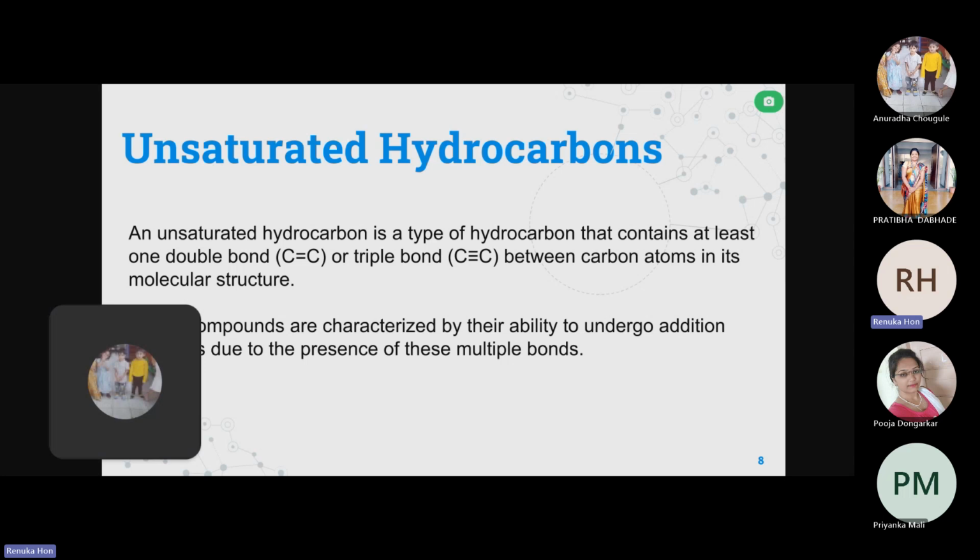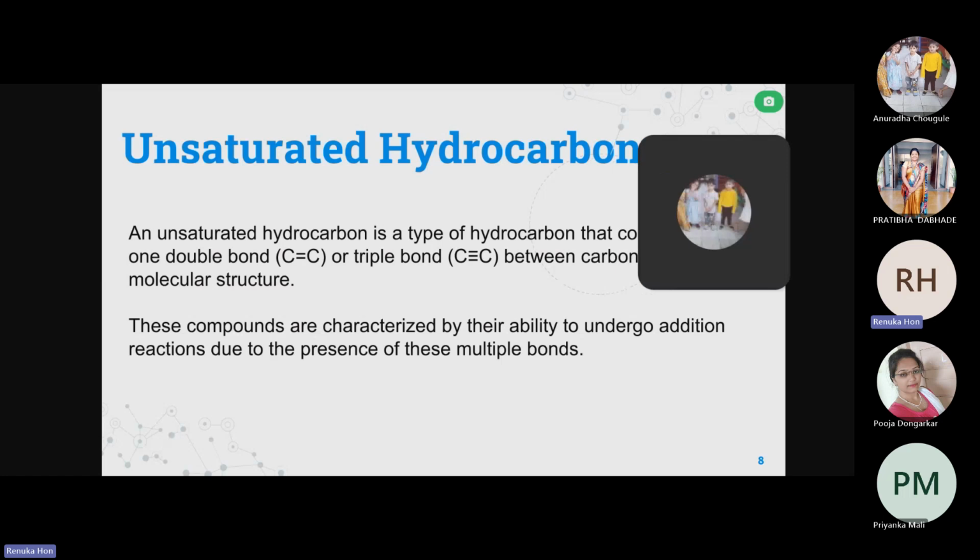Then, unsaturated hydrocarbons. An unsaturated hydrocarbon is a type of hydrocarbon that contains at least one double bond or one triple bond between carbon atoms. Saturated hydrocarbons contain only single carbon-carbon bonds, but unsaturated hydrocarbons contain a carbon-carbon double bond or a carbon-carbon triple bond. If they don't contain a carbon-carbon double or triple bond, we cannot say these compounds are unsaturated hydrocarbons.